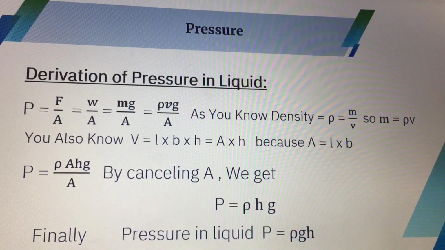So finally the pressure in liquid formula becomes pressure equal to rho g h. This is the standard formula which we use for pressure in liquid. Pressure equal to rho g h.